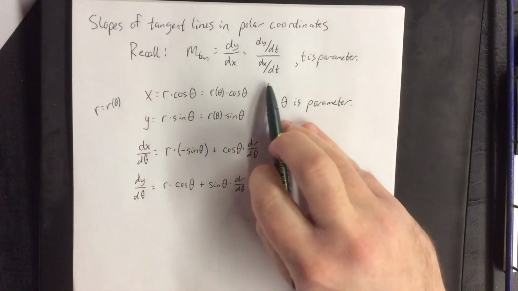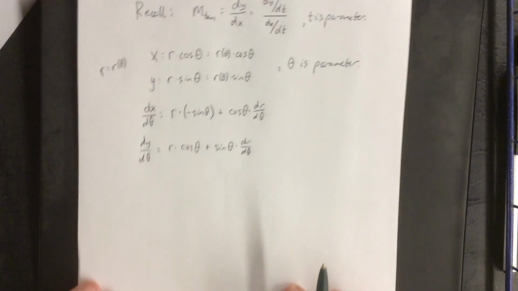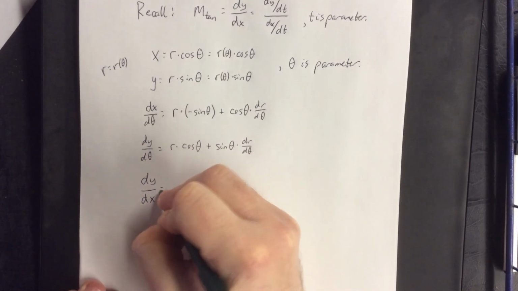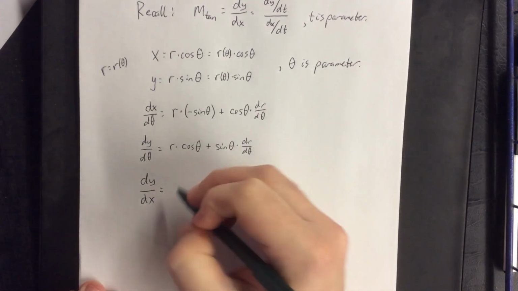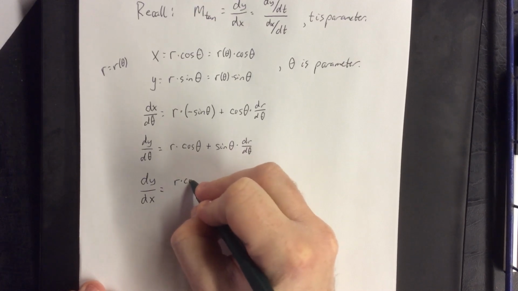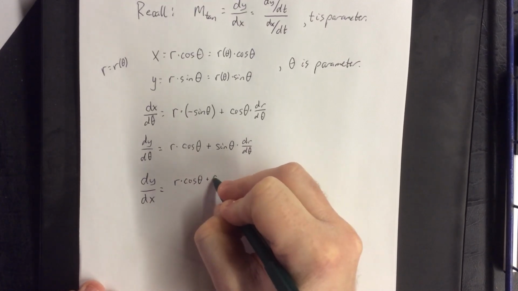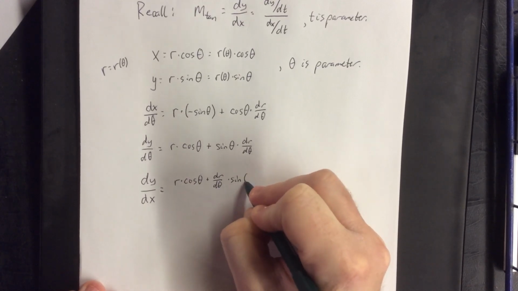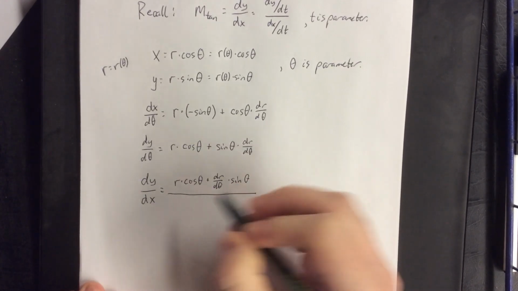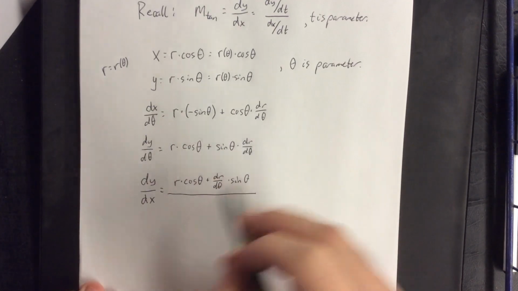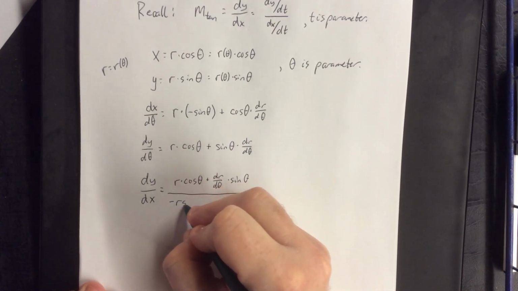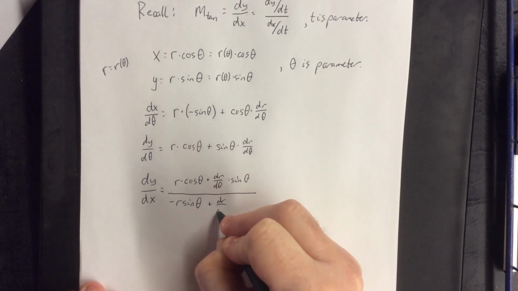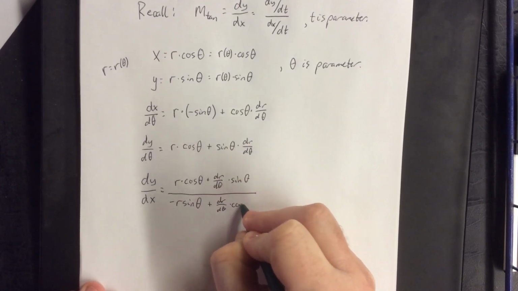So making use of this formula, but treating theta as though it's your parameter, we would get the following. dy dx is equal to dy d theta, so r cosine theta plus dr d theta times the sine of theta, over dx d theta, which will be negative r sine theta plus dr d theta times the cosine of theta.